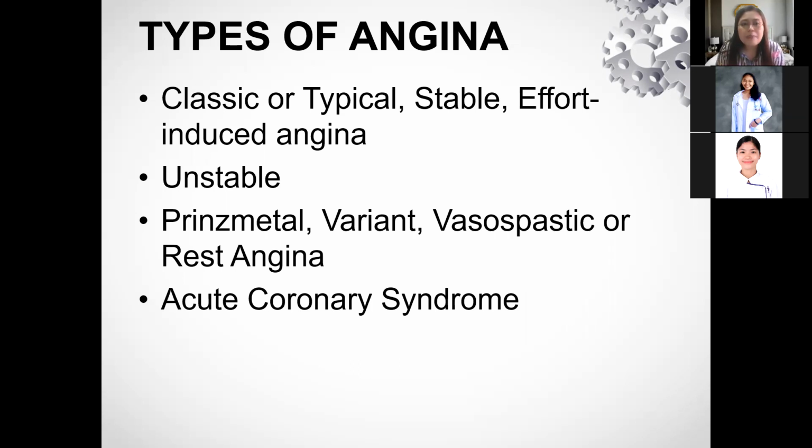Now another type is what we call unstable angina. And then we also have Prinzmetal. Other name for Prinzmetal angina is variant. Pwede po siya vasospastic or rest angina. And then lastly, we have the acute coronary syndrome.